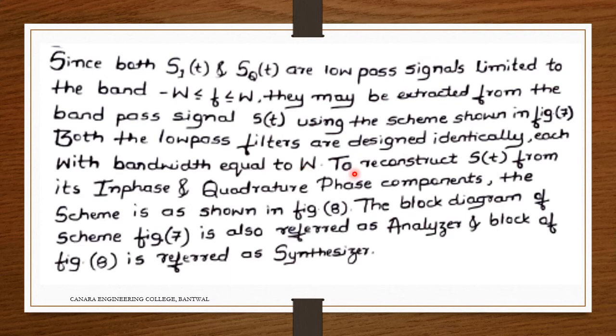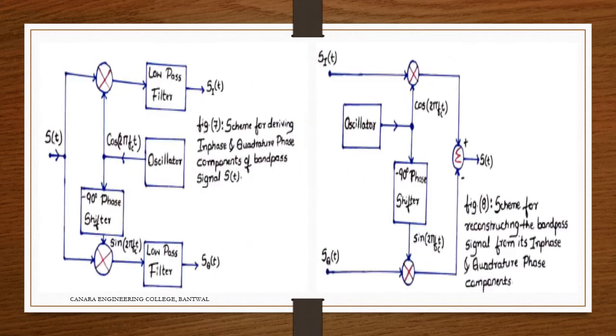To reconstruct s of t from its in phase and quadrature phase components, the scheme has been shown in the figure. So we are getting it back. What we have synthesized and sent, again we are getting it back. So that is the reason: the first one, where we analyze all those things and send this data with respect to the in phase and the quadrature phase, is referred to as the analyzer, and the one which has to get back the original data signal, we refer to it as a synthesizer. We can see it here.